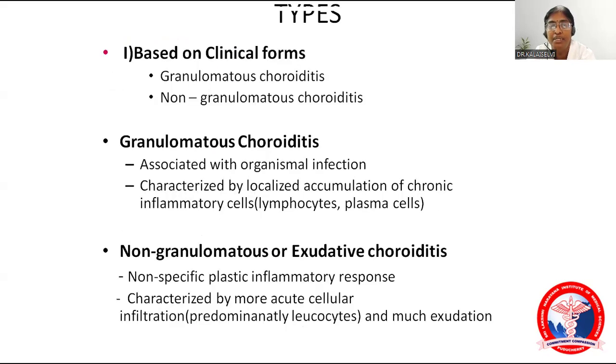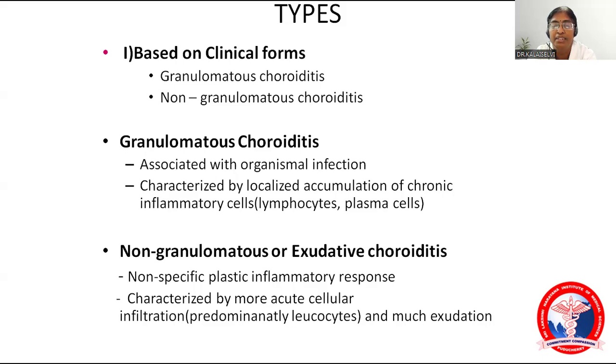Coming to the types, depending on the clinical forms and presentations, we have granulomatous choroiditis, which has a nodular presentation and a chronic form, and non-granulomatous choroiditis, which doesn't have any nodular choroiditis. As you can see, granulomatous choroiditis is associated with organismal infection, characterized by accumulation of chronic inflammatory cells like lymphocytes and plasma cells. Then you have the formation of nodules.